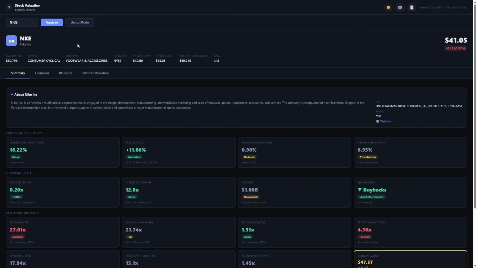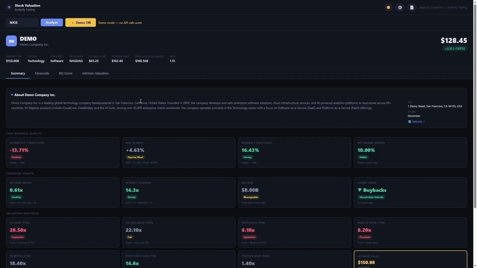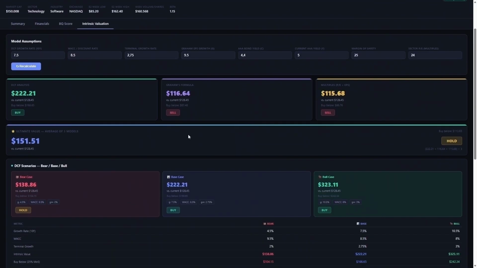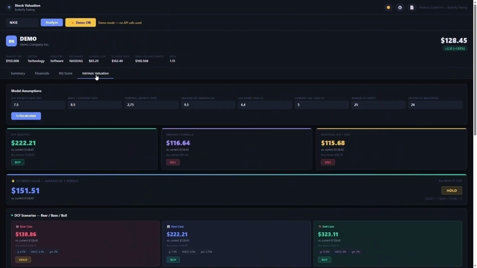Maybe one more little thing here. You have a demo mode. If I click on that and then analyze, it will just give me some demo numbers or some made up numbers. You can see the company demo. This can be used to learn the tool, play around with it, check it out, and it doesn't use any of your 5 API calls for the day. So if you just want to check the tool out, what everything is, where everything is standing, turn on the demo mode so you don't use any of your 5 daily calls.